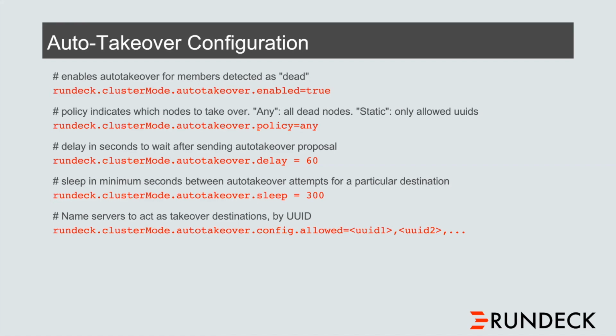So the other important piece, if you decide your policy is static instead of any, then you need the last one, which is what are the UUIDs of the machines that you would be allowed to do a takeover for? There could be several reasons why you want to do static policy instead of any, but I'll offer an example, which is to say I've got a mixed configuration of servers. I've got some Windows servers and some Linux servers, and I have things configured in such a way that jobs to my Windows nodes need to go through one of my Windows servers.